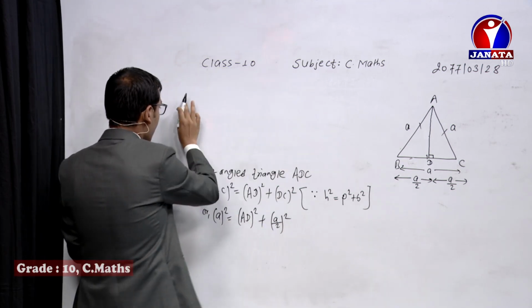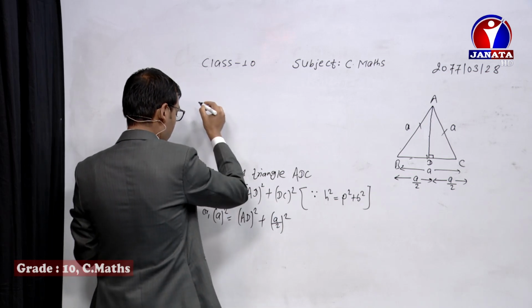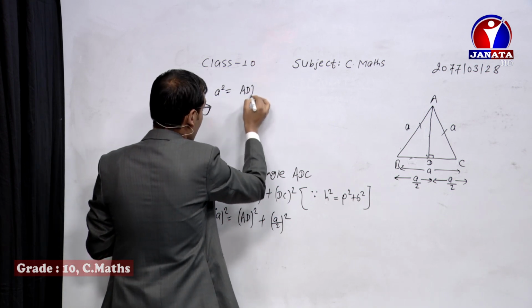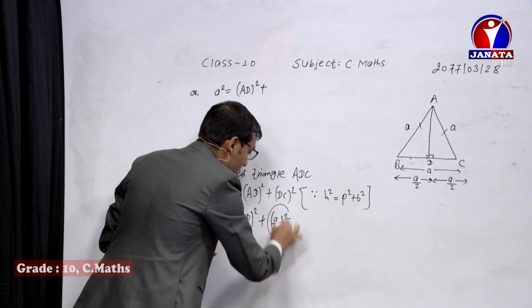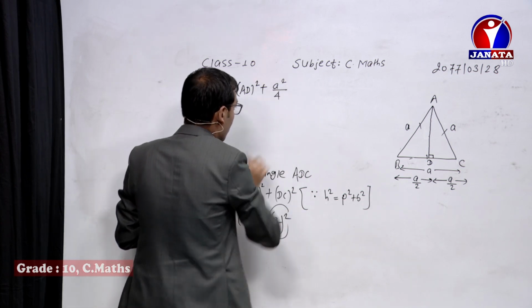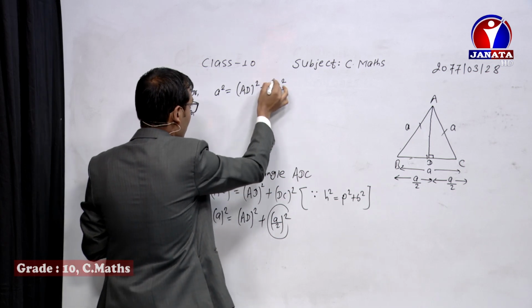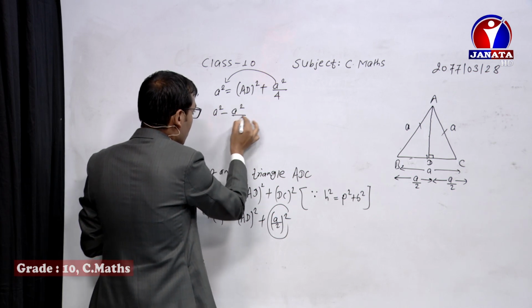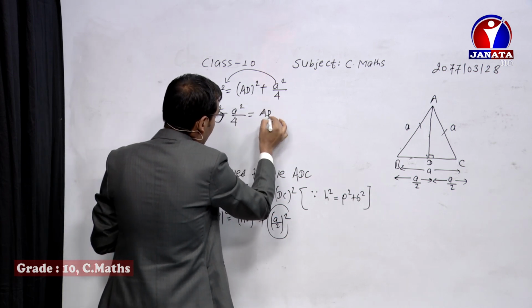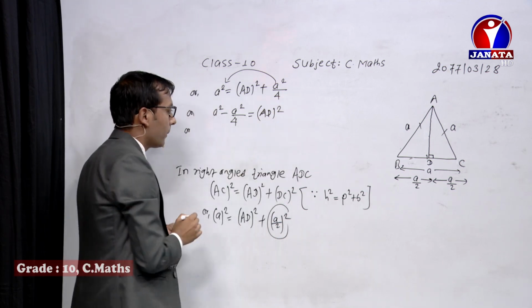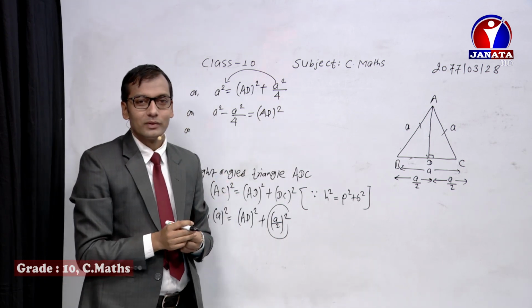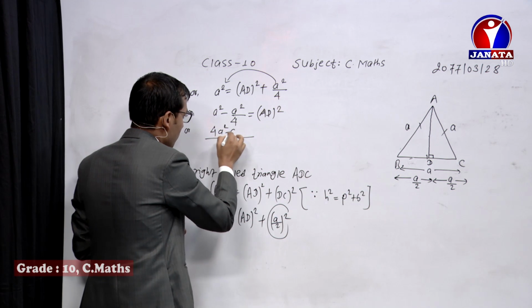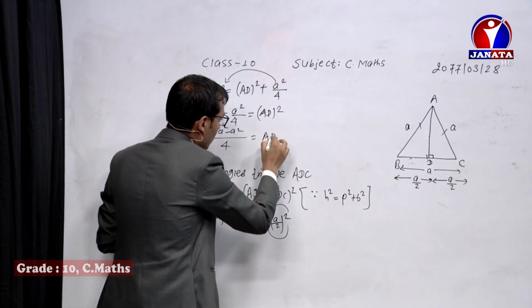So let's simplify this and get the value for AD. A square is AD square plus, what is A by 2 whole square? A square over 4. Now we can take A square over 4 to the left hand side because these are like terms. So A square minus A square by 4 is AD square, or we can take LCM on the left hand side. So what is the LCM? Here 4. So 4A square minus A square is AD square.